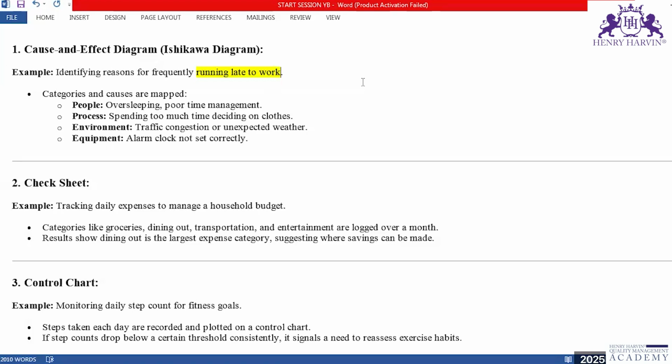An alarm clock is equipment, so if it doesn't work it can give trouble. If the environment is not good, it can give trouble. Environment means traffic or unexpected weather. If the process is not good, you take too much time deciding on clothes, which can make you late. Why can people give problems? Oversleeping or the time management they are doing, that behavior can make you late.